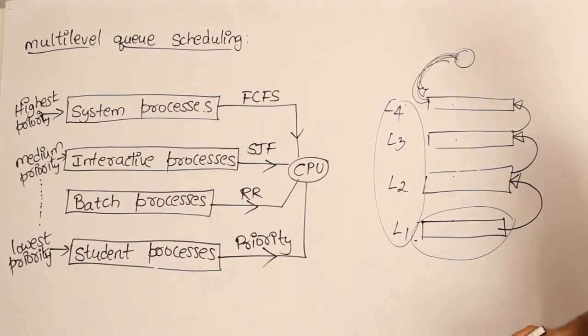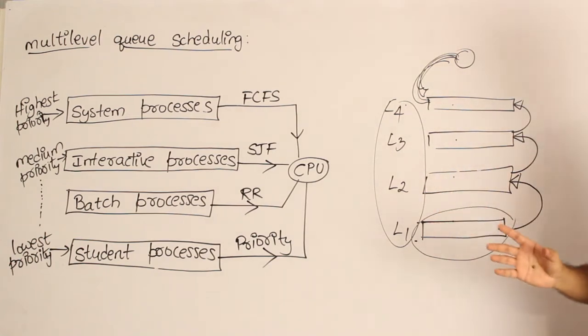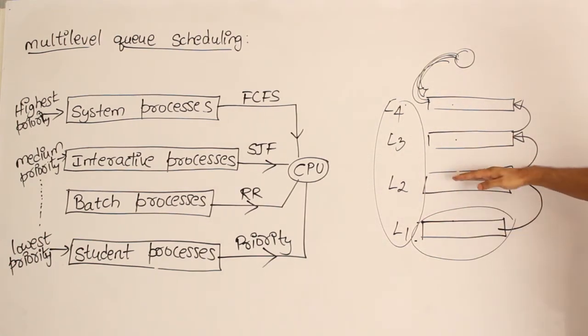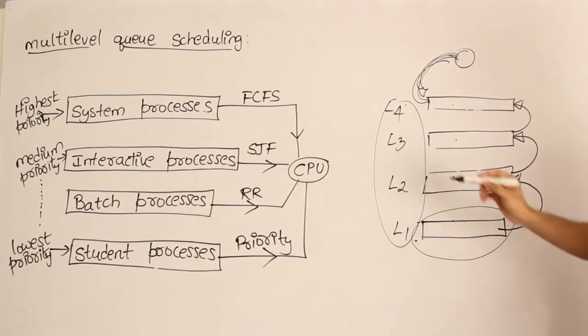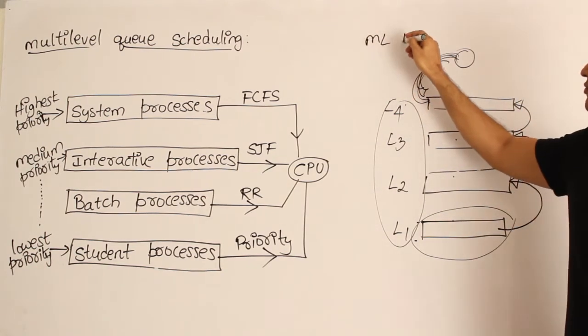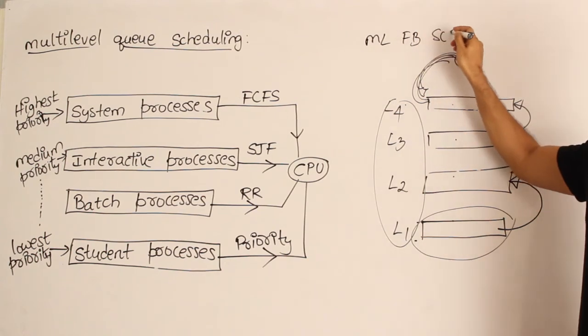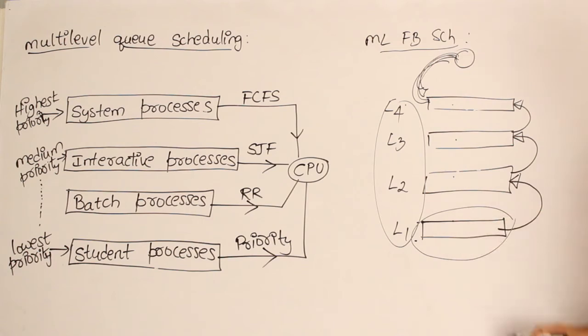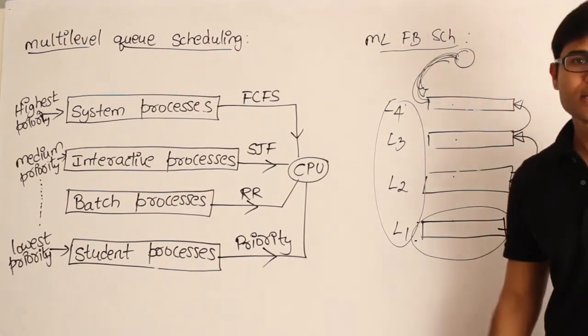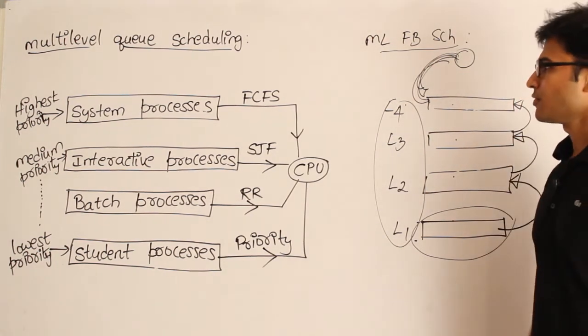Everything is implementation dependent. But one point worth noting here is that by using these feedback queues, that is multi-level queues with feedback, it is also called multi-level feedback scheduling. By using this multi-level feedback scheduling, we can move the process up and down. Therefore we can avoid starvation completely. That is what we could understand from this, right?